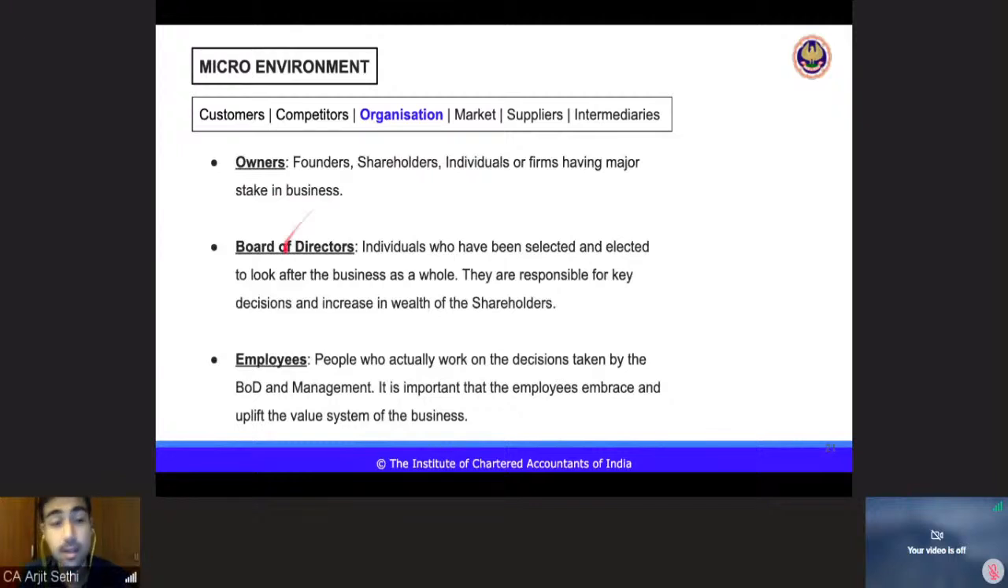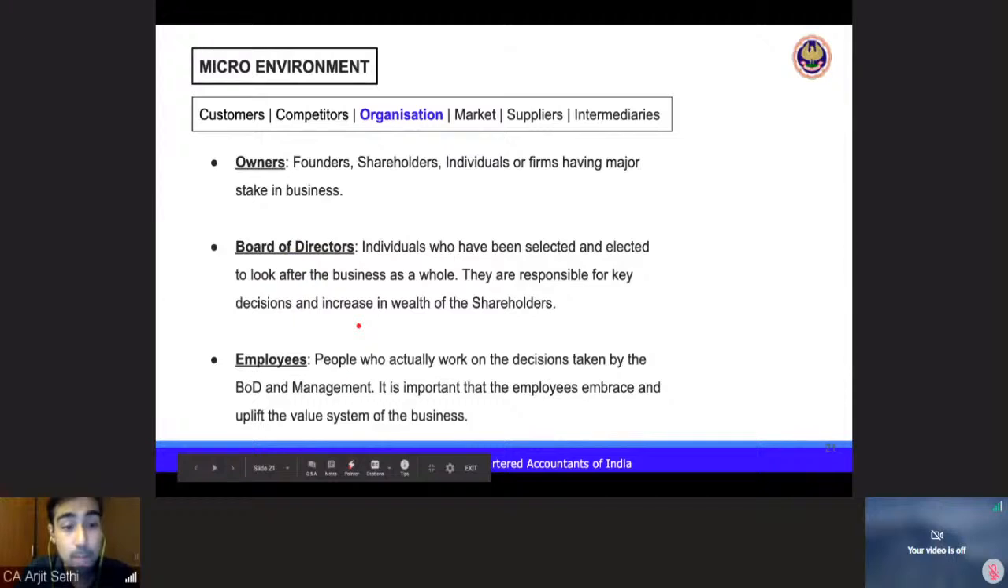Those are owners. Who are board of directors? We all know who the board of directors are. Board of directors are individuals who are selected and elected to look after the business as a whole. They look after the business operations as a whole, right? They are responsible for key decisions. They are responsible for increasing the wealth of the shareholders. They are the board of directors.